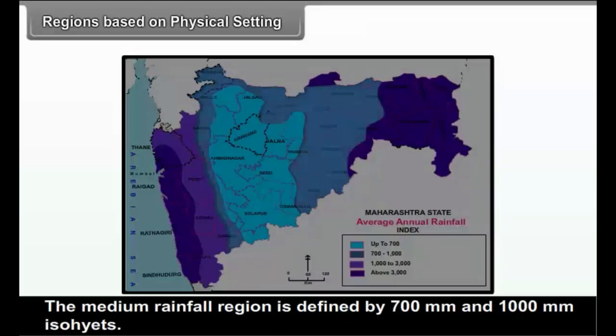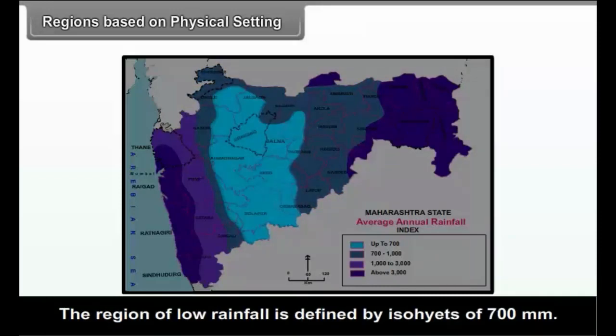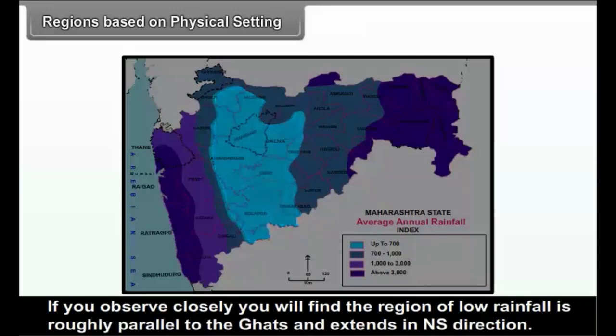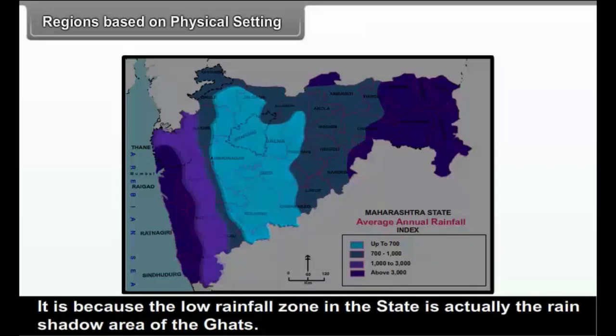The medium rainfall region is defined by 700 mm and 1000 mm isoheights. The region of low rainfall is defined by the isoheight of 700 mm. All the area where the rainfall is less than 700 mm falls in this category. If you observe closely, you will find the region of low rainfall is roughly parallel to the Ghats and extends in north-south direction. It is because the low rainfall zone in the state is actually the rainfall shadow area of the Ghats.